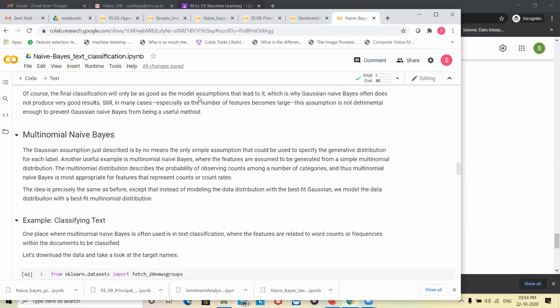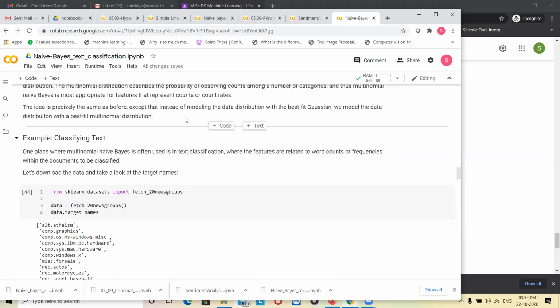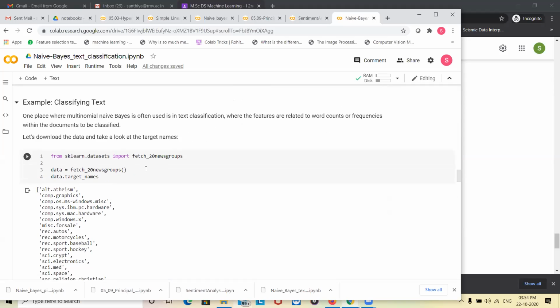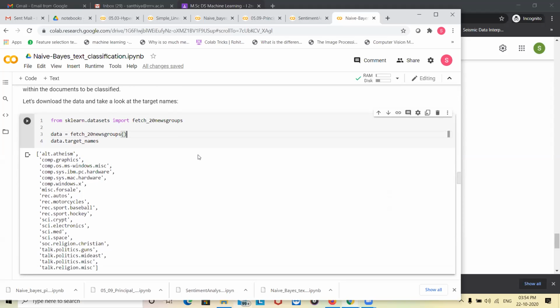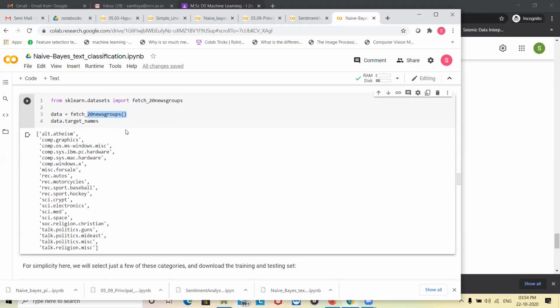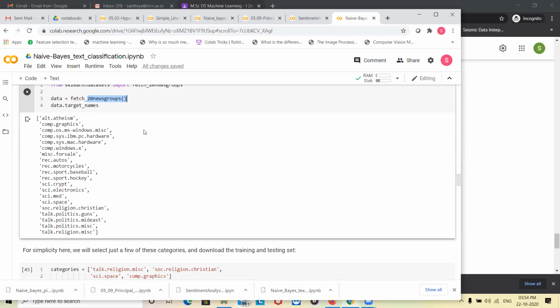Now, getting into multinomial naive Bayes. For this, we are using the 20 newsgroups dataset from sklearn. This is a dataset that has textual content with regard to 20 different news categories. So atheism, graphics, Windows hardware, Mac hardware, and so on are the different categories present inside the 20 newsgroups dataset.